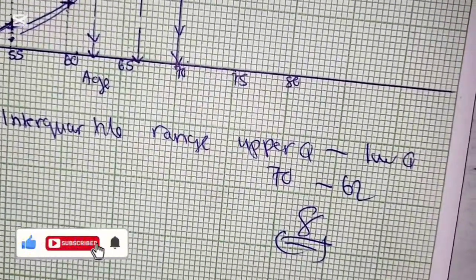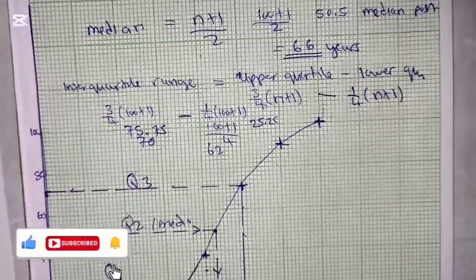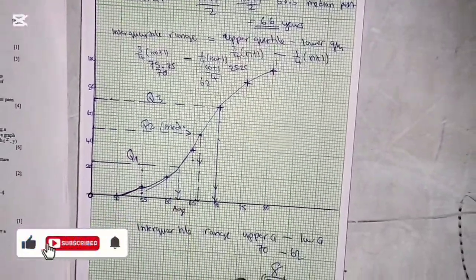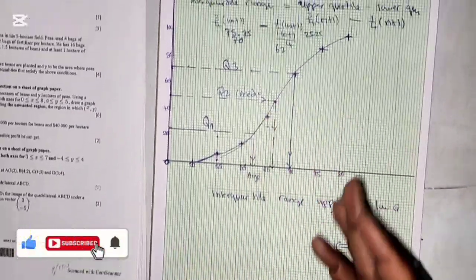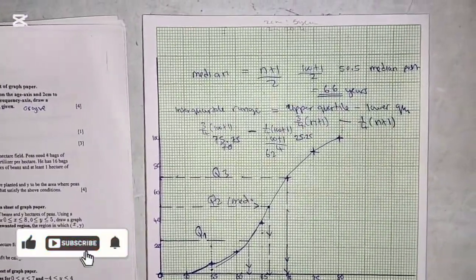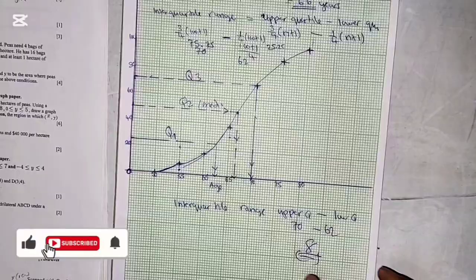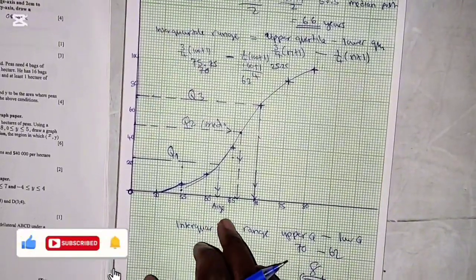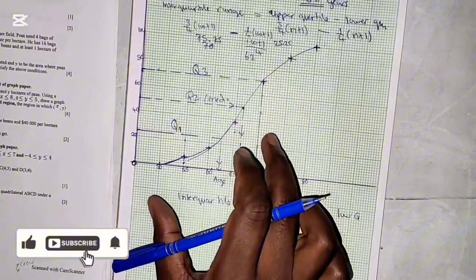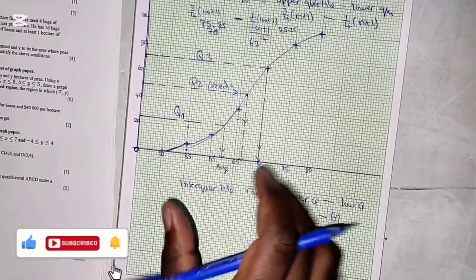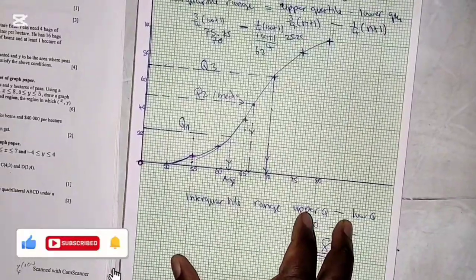Okay, so that's it from our cumulative frequency graph. So this is our cumulative frequency graph. We asked you to find the mean, the median, then the interquartile range. So that's the range right here. So that's our answer. And guys, remember the cumulative frequency graph is drawn using upper limits only.